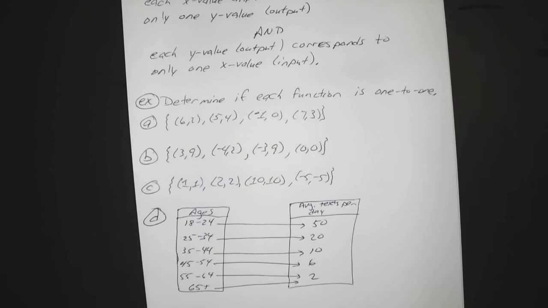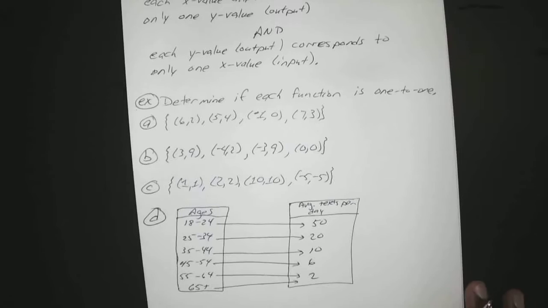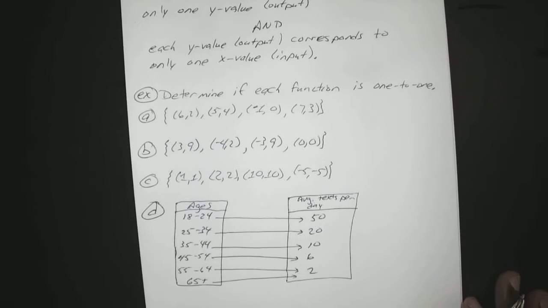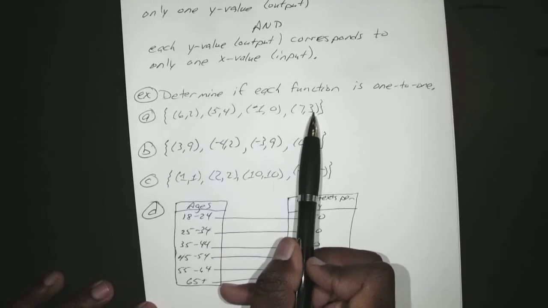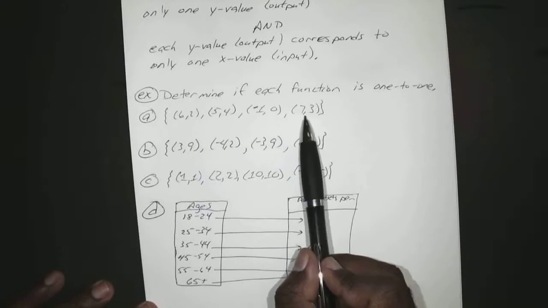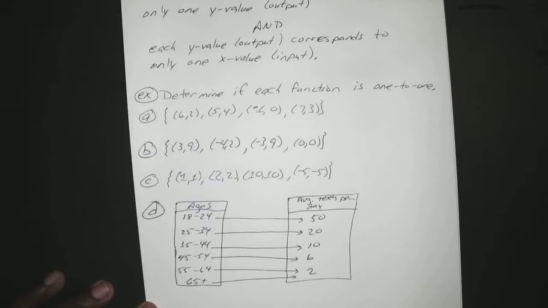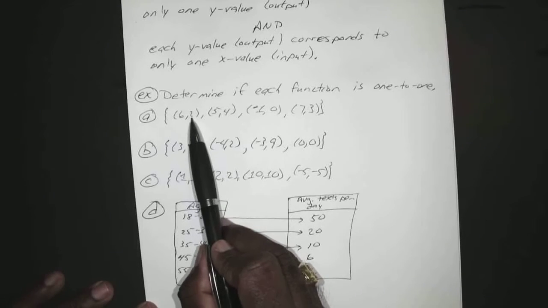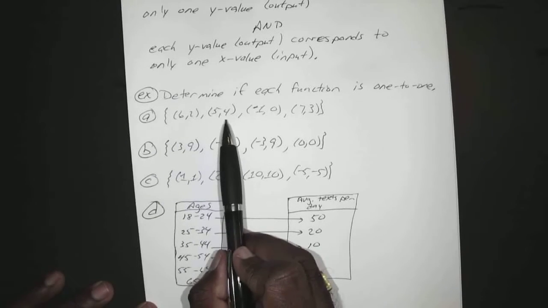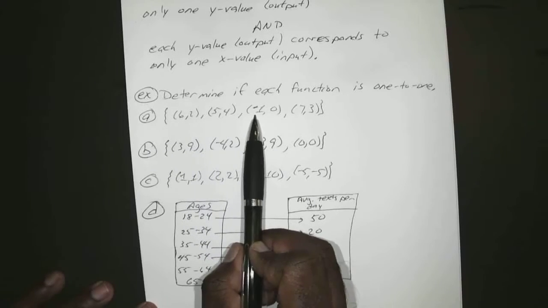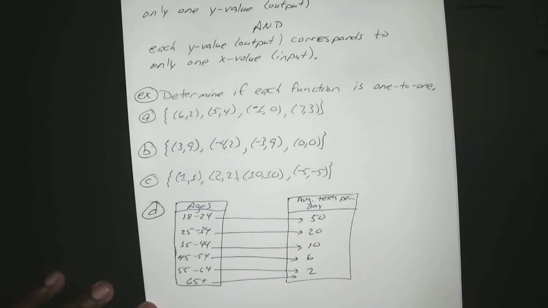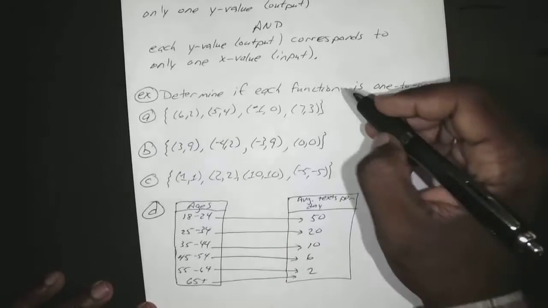Okay, so what about A? Is that one 1-to-1? Yep, that one's 1-to-1. Because you notice the 6 only has one y value, the 5 only one y value, -1 and 7 only have the one y value. And we do the same thing for y. Y equals 2 only has one x value, 4 only has one x, 0 has one x, and 3 has one x. So that one's 1-to-1.